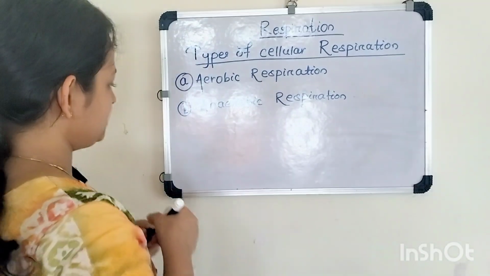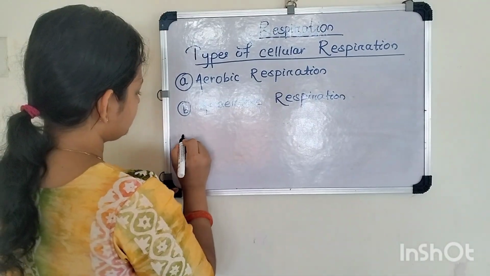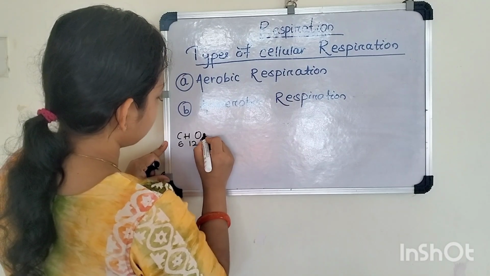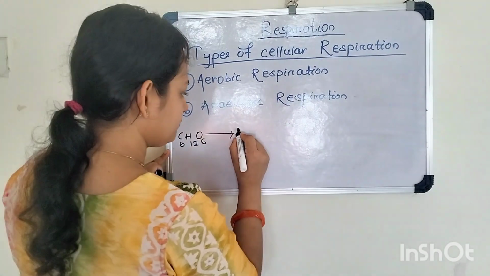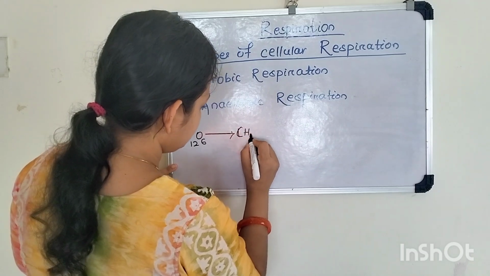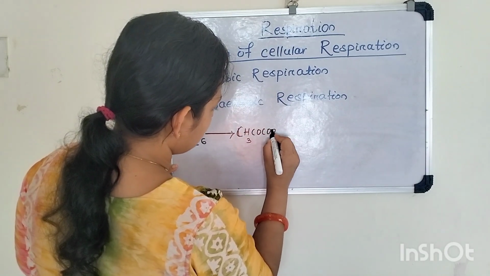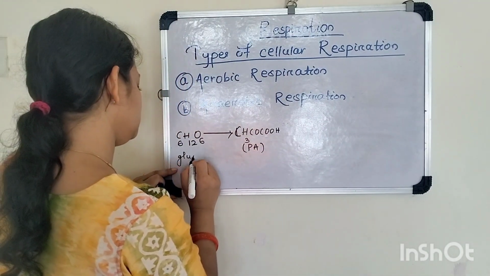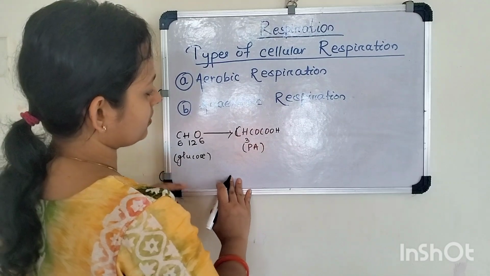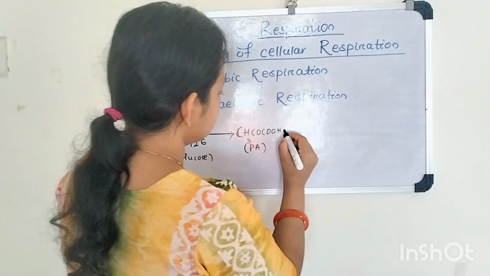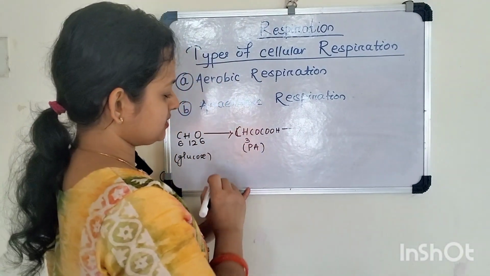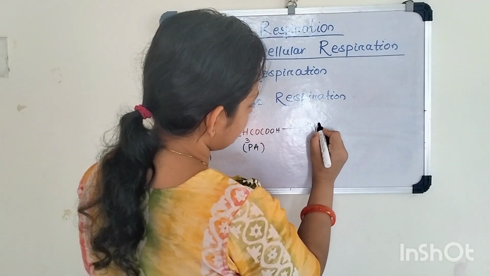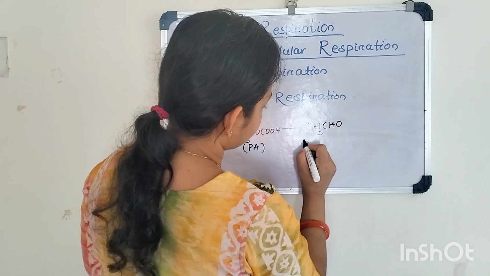In anaerobic mode of respiration, first the glucose will convert into pyruvic acid, that is CH3COOH. This is pyruvic acid, this is glucose. Then after the formation of pyruvic acid, it will again undergo oxidation and form an intermediate, that is acetaldehyde, CH3CHO.